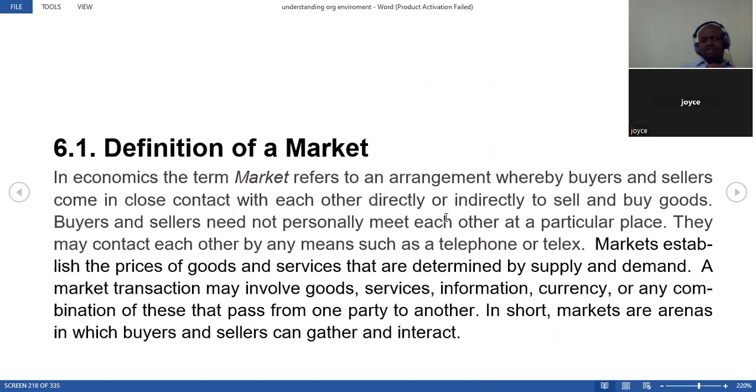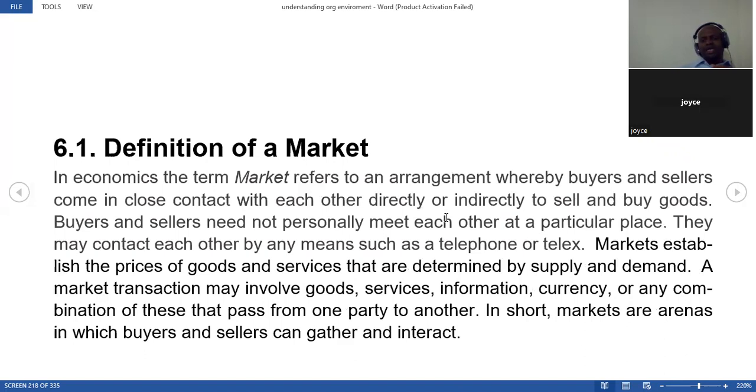So we need to understand first what a market is. And according to economics, a market is an arrangement where buyers and sellers come in close contact with each other directly or indirectly to sell and buy goods. And they normally meet in a particular place. So in a market, you will always find buyers and you will always find sellers. Buyers are the individuals or organizations that are willing to pay the prevailing market price. And they basically are the ones who bring what is called the demand in the market.